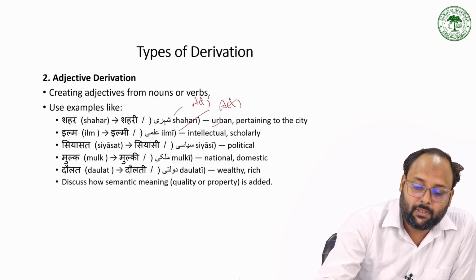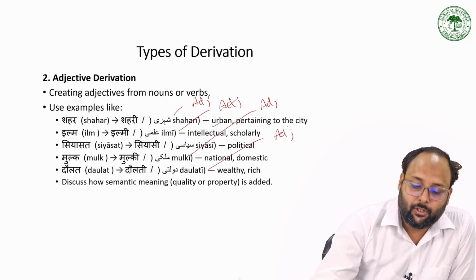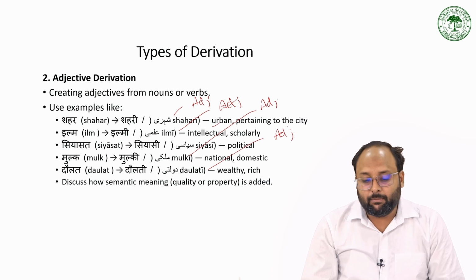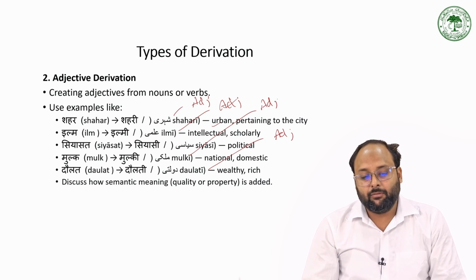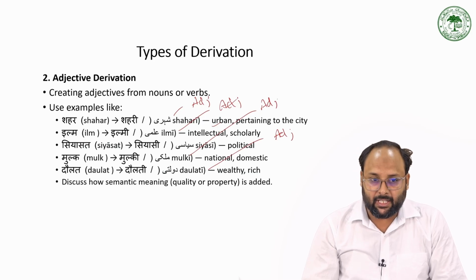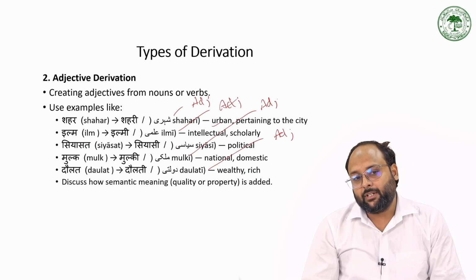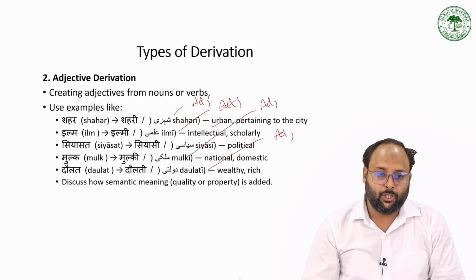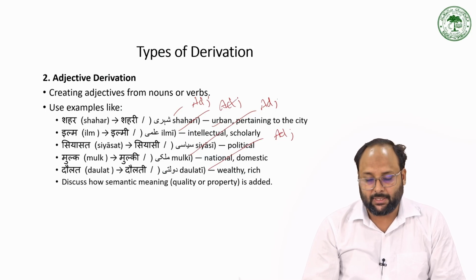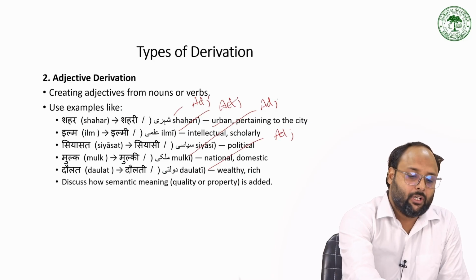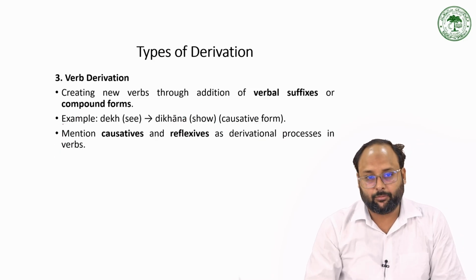Ilmi and mulki are also adjectives. Daulati is also an adjective. So let us discuss how semantic meaning is added. Here we are adding some meaning by using suffixes like e to create the adjective from the base word. So these are the nouns like mulk, daulat, siyasat, ilm and sheher. These all are nouns and we are creating the adjective.